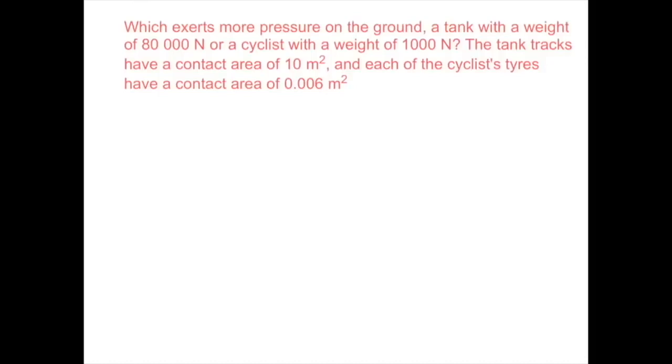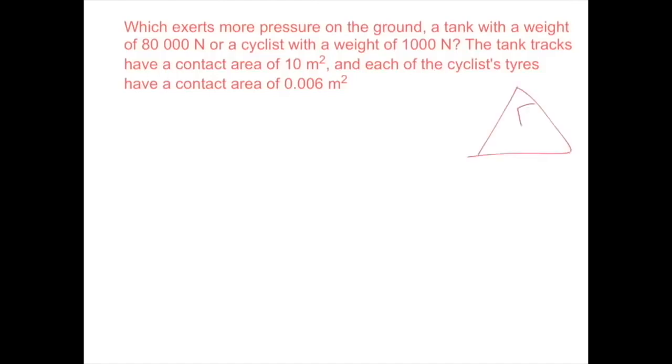Here I'm looking at a question: which exerts more pressure on the ground? A tank with a weight of 80,000 newtons or a cyclist with a weight of 1,000 newtons? The tank has a contact area of 10 metres squared and each of the cyclist's tyres has a contact area of 0.6 metres squared.